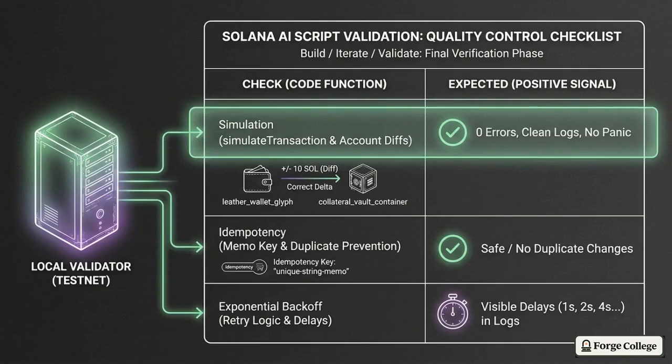This evaluation table outlines our final validation step. We take the newly refactored idempotent AI snippet and run it on a local validator to check the account diffs one last time. We are looking for three specific metrics of success. First, the simulation shows 0 errors. Second, idempotency ensures there are no duplicate balance changes on a retry. And third, the exponential backoff delays are clearly visible in the system logs.